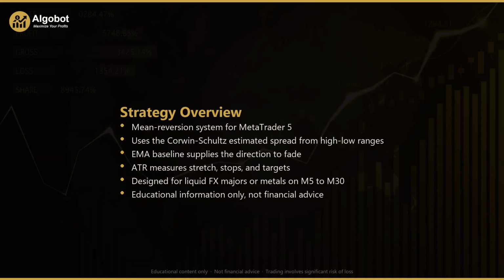The strategy keeps an exponential moving average, or EMA, as a baseline of fair value. If the spread spikes while price is stretched well below that baseline, it looks to fade the move upward. If the spread spikes while price is stretched well above the baseline, it looks to fade the move downward. Everything is self-scaling through the average true range, so the strategy adapts to changing volatility.